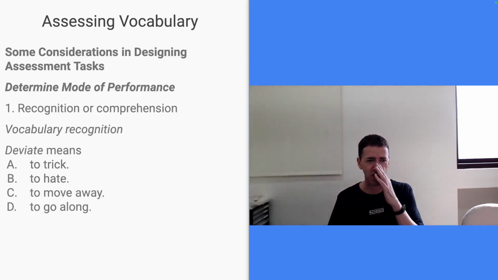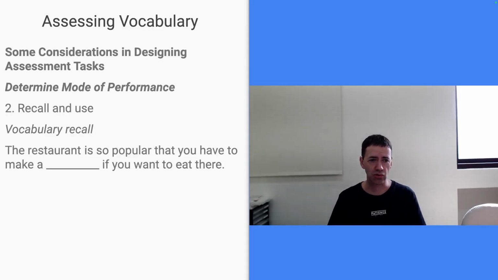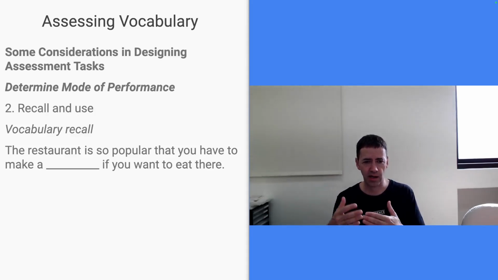Okay, next is to determine the mode of performance. There are two different ways that we can do vocabulary performance. The first one is recognition or comprehension. So of course we have vocabulary recognition. "Deviate means which one?" Okay. The second is to recall and use. So here's a vocabulary recall test item. "The restaurant is so popular that you have to make a ___ if you want to eat there."